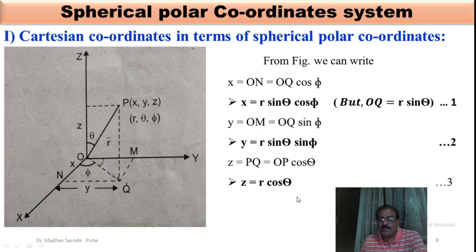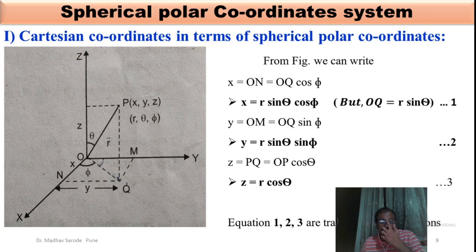So these Cartesian coordinates in terms of spherical coordinates are respectively x equals r sin theta cos phi, y equals r sin theta sin phi, and z equals r cos theta. These three equations are known as the transformation equations. Now another way, we obtain the transformation equations for spherical coordinates in terms of Cartesian coordinates. These three equations are important.